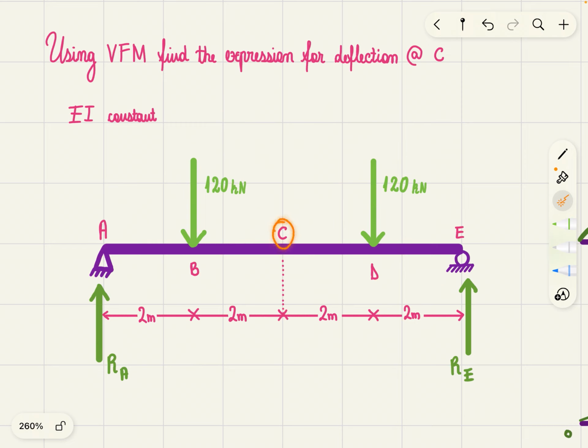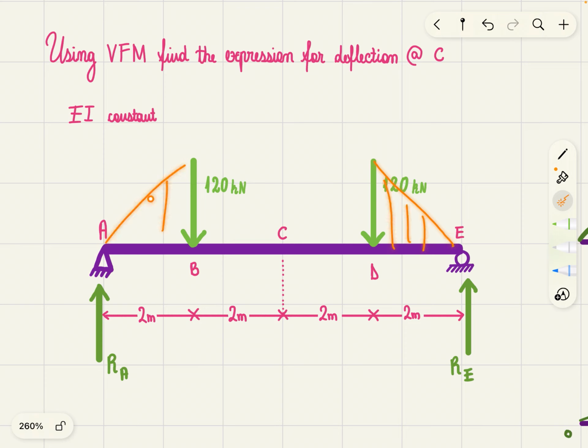Find an expression for the deflection at point C. We're going to start by drawing a real moment diagram and a virtual moment diagram. So, for the real moment diagram, the moment at points A and E is 0. And from A to B, at point B, we're going to have a linearly increasing moment of value force 120 times the distance across which it is acting, 2, so 240 kilonewton meters.